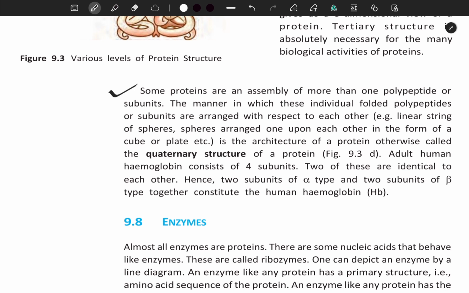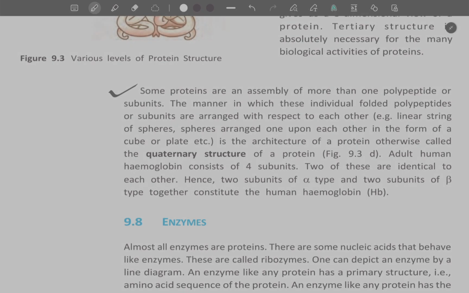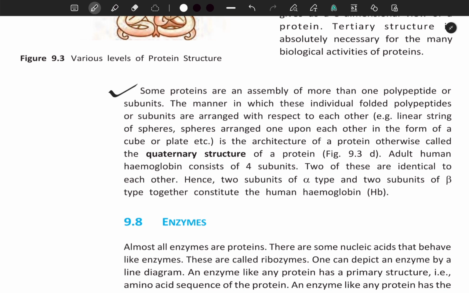Some proteins are an assembly of more than one polypeptide or subunit. The manner in which these individual folded polypeptides or subunits are arranged with respect to each other, for example, a linear string of spheres.